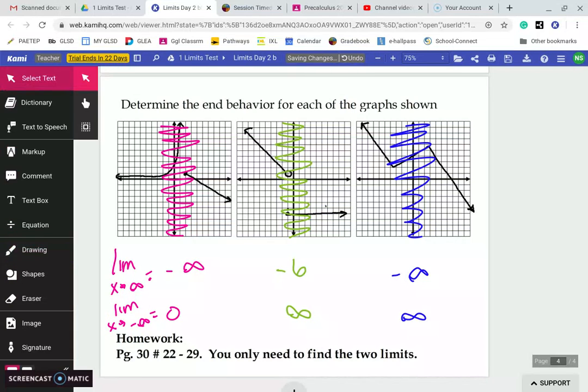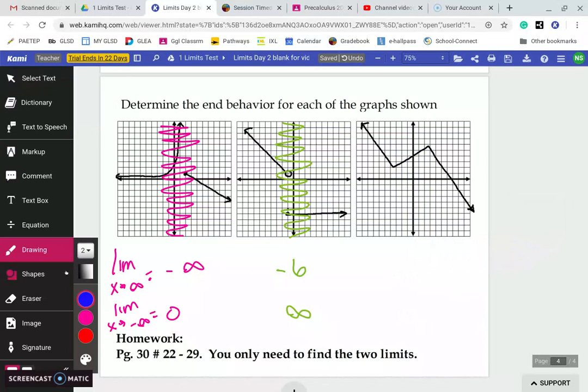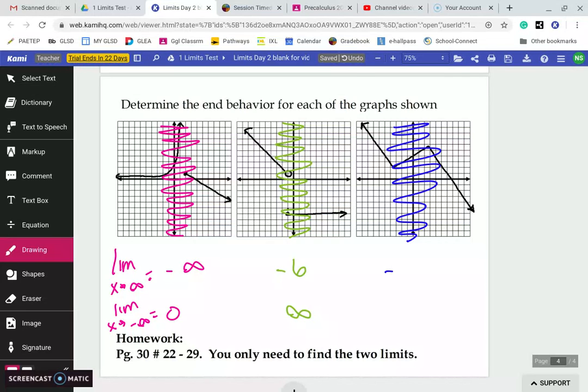And I apologize for that horrific infinity symbol there. Oh, it erased everything. Well, we'll just do it again. Let's see. Here we go. Towards negative infinity and positive infinity.